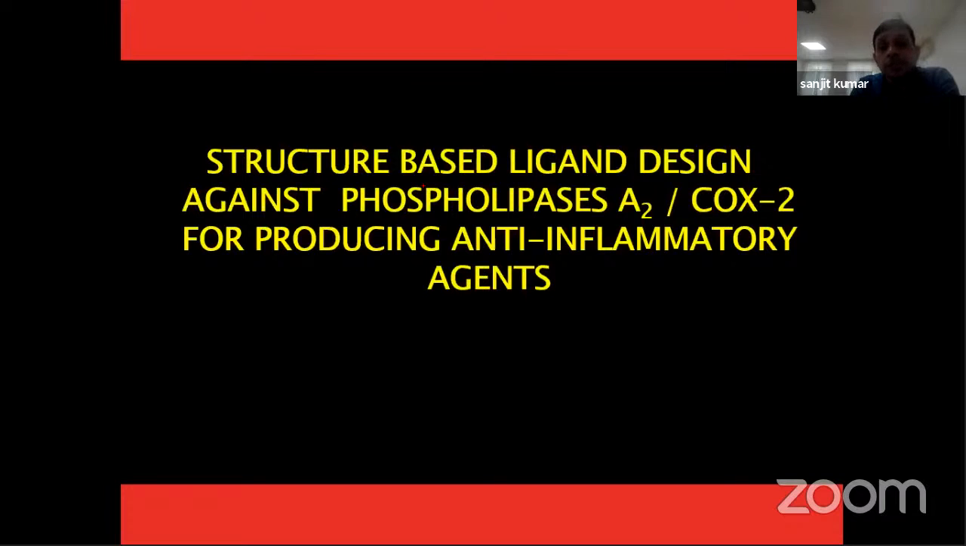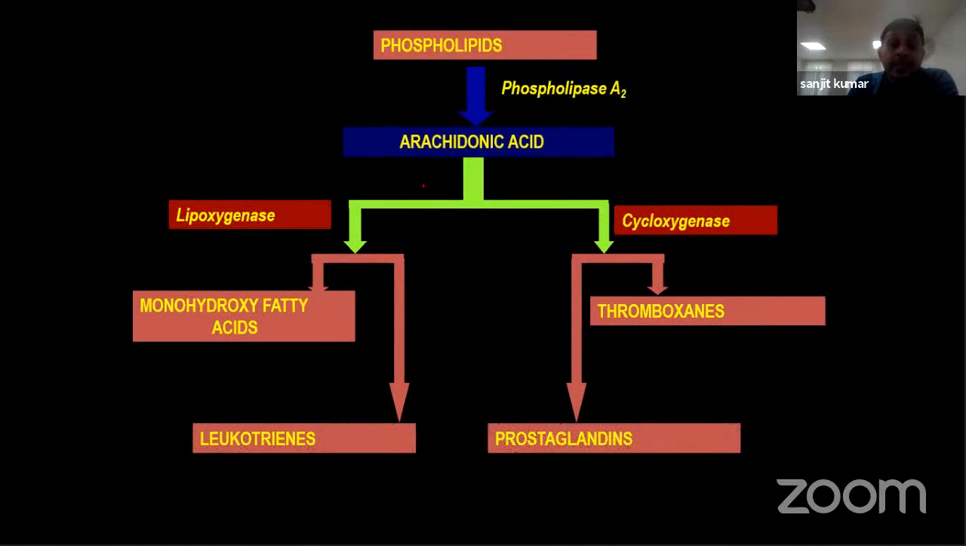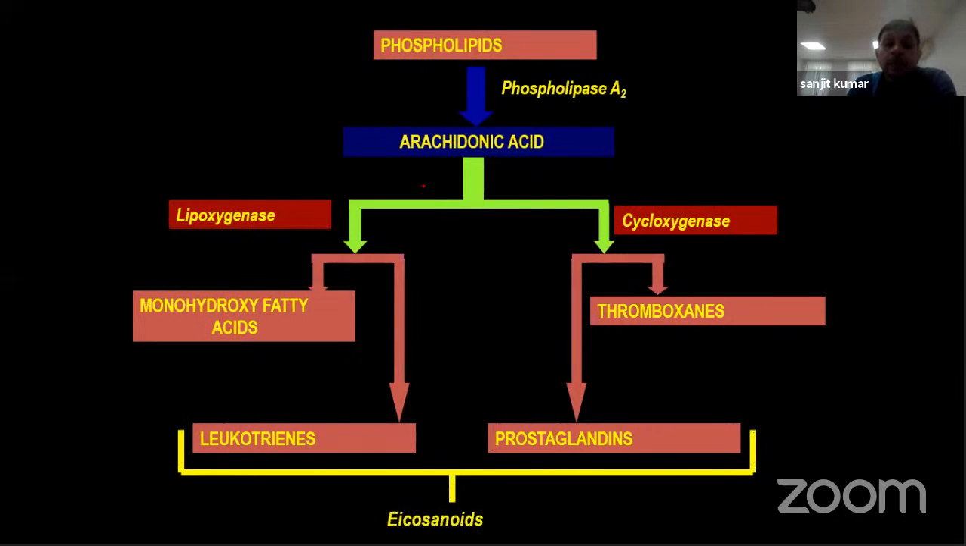That is phospholipase A2 and COX-2, structure-based ligand design against phospholipase A2 and COX-2 for anti-inflammatory agents. You know that when you have a fever or headache, or some microbe or insect bites you, our body releases cyclooxygenase COX-2, and COX-2 releases the prostaglandins, and then it releases the icosanoids. Icosanoids are very bad molecules that cause pain in our body and cause inflammation.